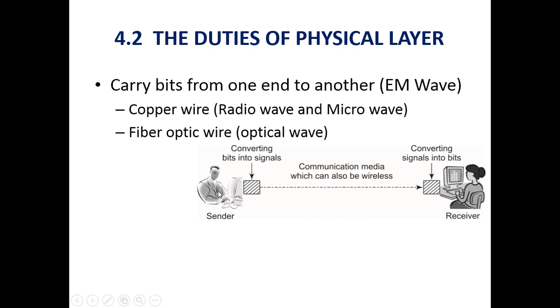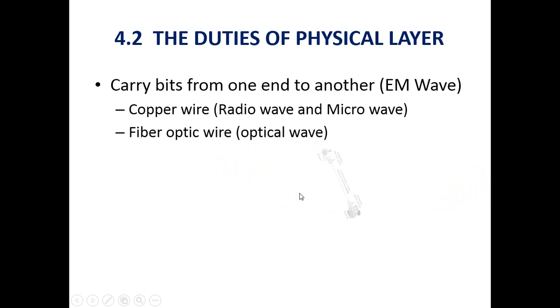In this figure, this one is the sender and this is the receiver. The raw bits are again transformed into a signal on the communication channel. It may be a wired or wireless technology. It transfers the data from one end to the other end with the help of the signal, and again this signal is converted into bits at the receiver side.